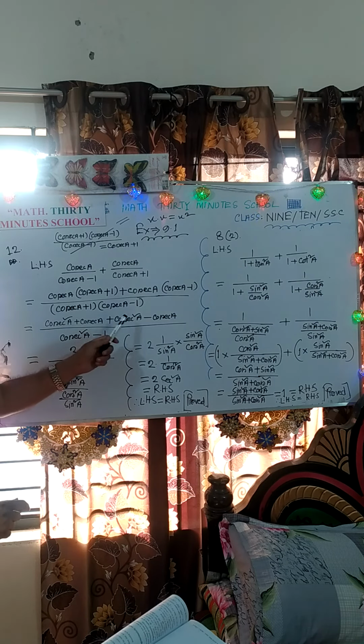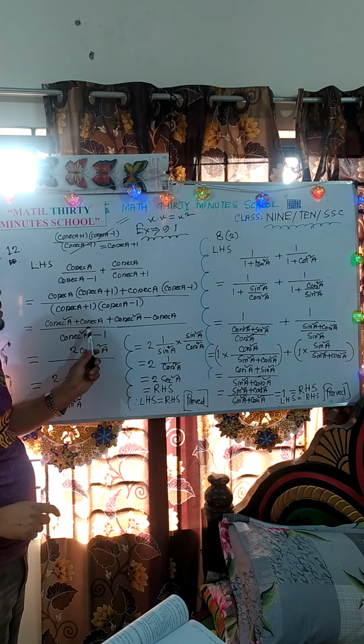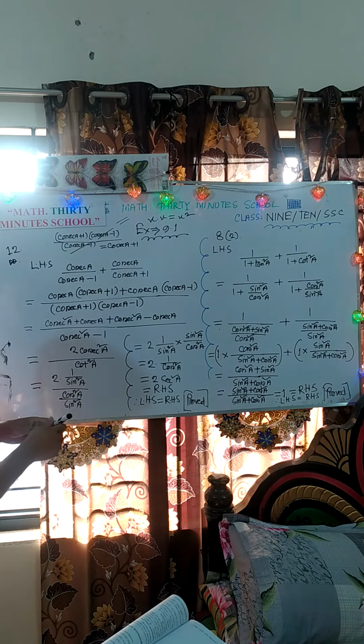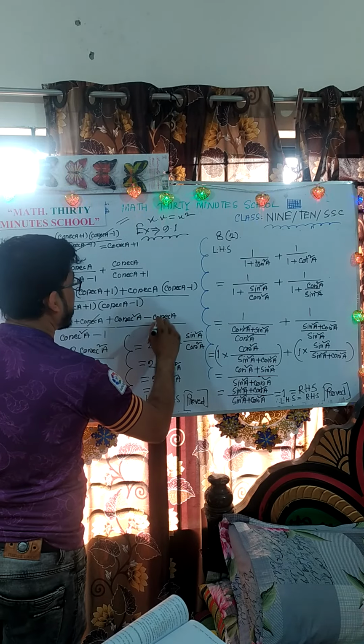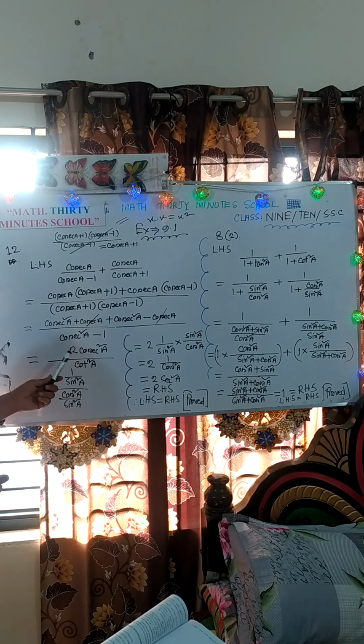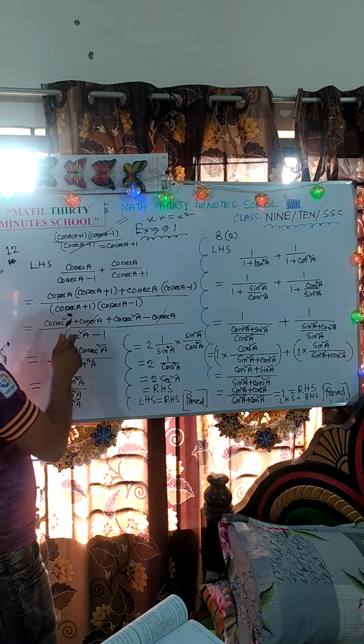Adding cosec square A with cosec square A, for having the same trigonometric ratio, we have to add them with each other, which equals 2 cosec square A. And similarly, we can cut cosec A with plus sign and minus sign. After doing this, we have got 2 cosec square A at the numerator, and at the denominator we can use another algebraic formula.